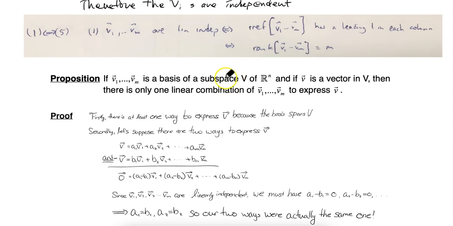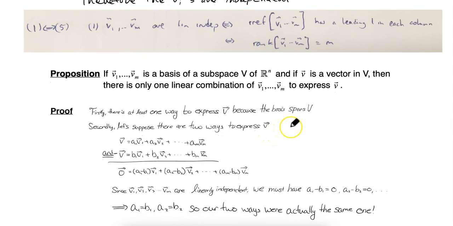So because we know that v1 through vm is a basis, that means there's at least one way to reach a vector v, because the definition of a basis is that it spans and it is linearly independent. So because it spans the subspace, there's at least one way to reach vector v. Now we're going to make this proof using a proof by contradiction, and we're going to assume that there are actually two different ways to reach vector v. So if we assume that that is true, we can list the two ways to reach vector v.